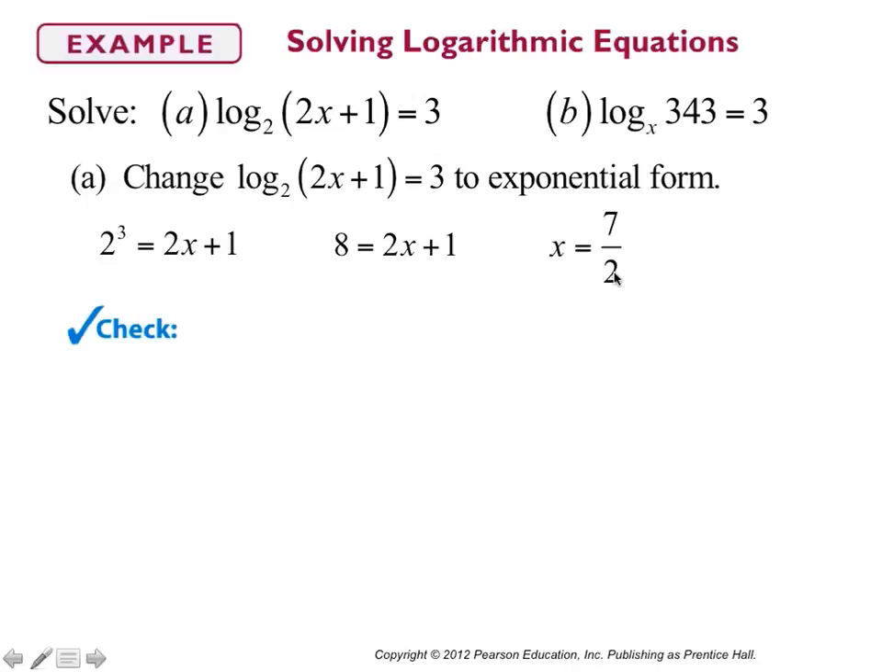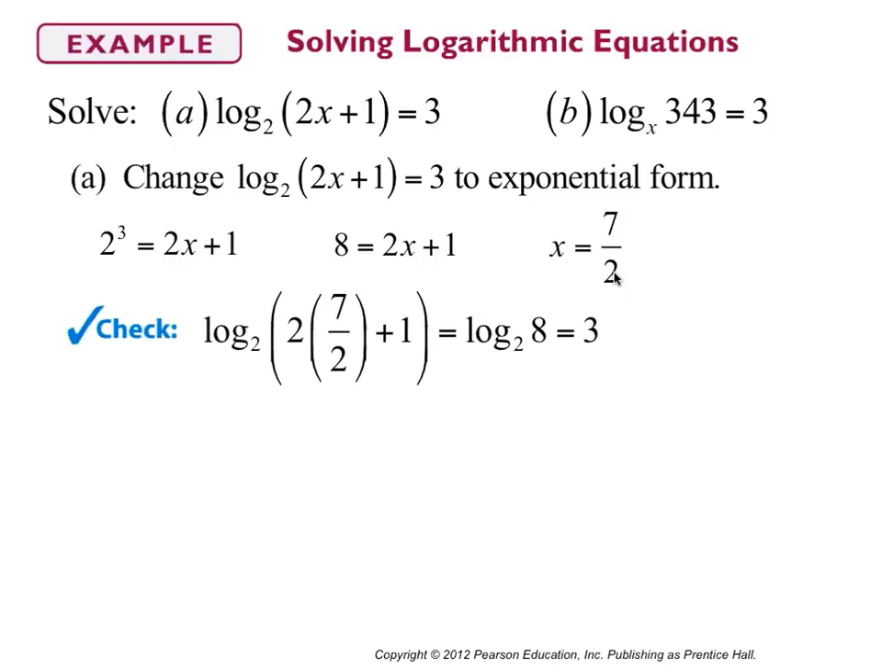Now you always want to go ahead and check it. It's really, really important with logarithmic equations because you will get solutions that do not actually work when you plug them in, because of the fact that we have a restricted domain. So if we plug this in, we have log base 2 of 2 times 7 over 2 plus 1. We're going to get log base 2 of 8, which is just 3. So there's no issue here. When we plug this in, this one actually works. You just need to make sure that when you plug it in, you do not get any negative numbers or 0.